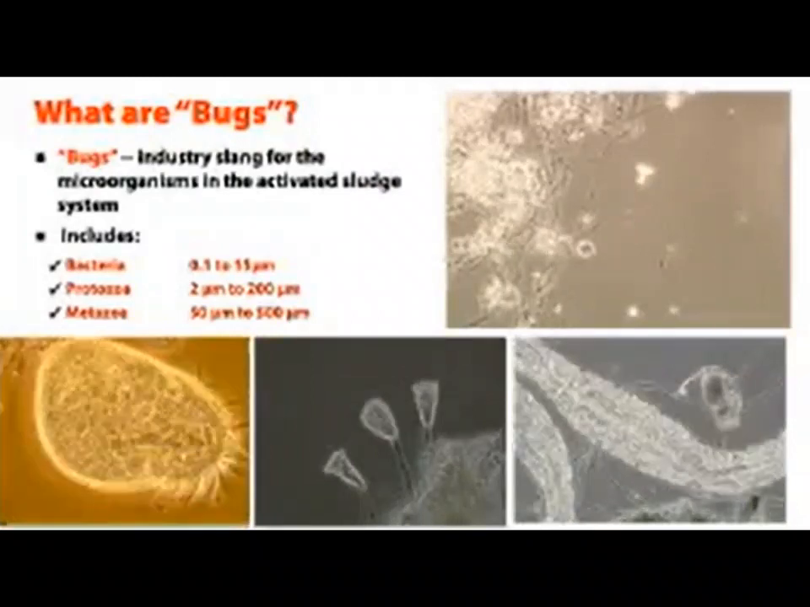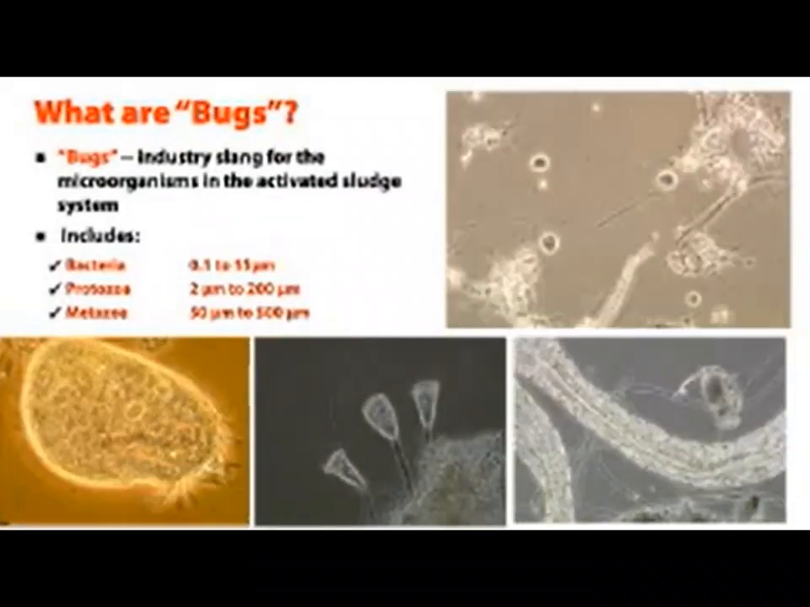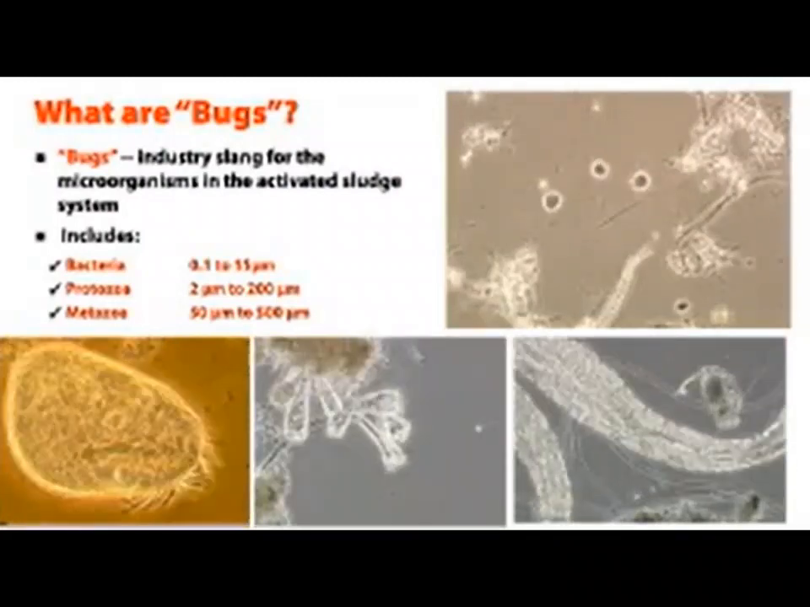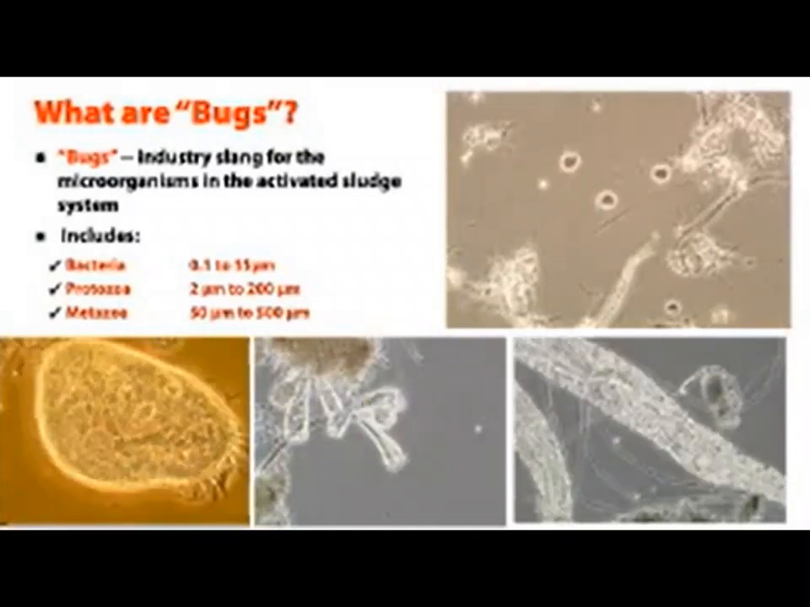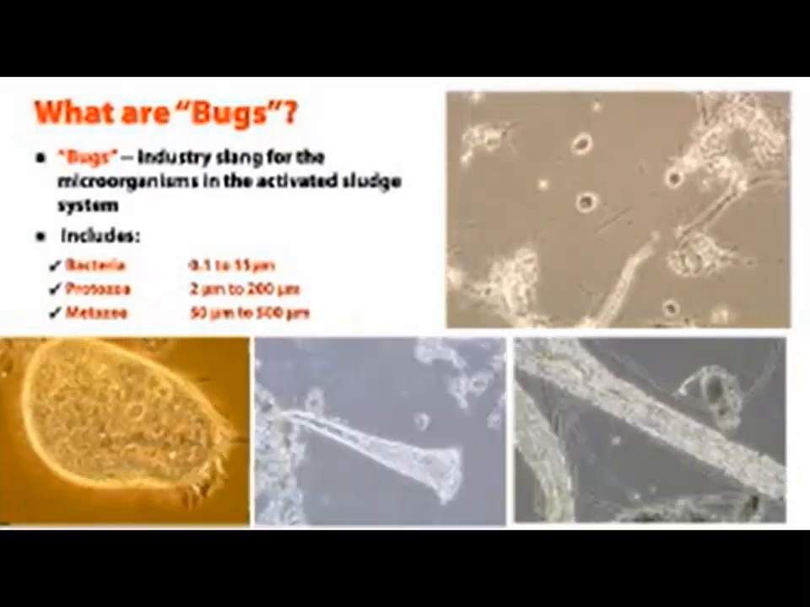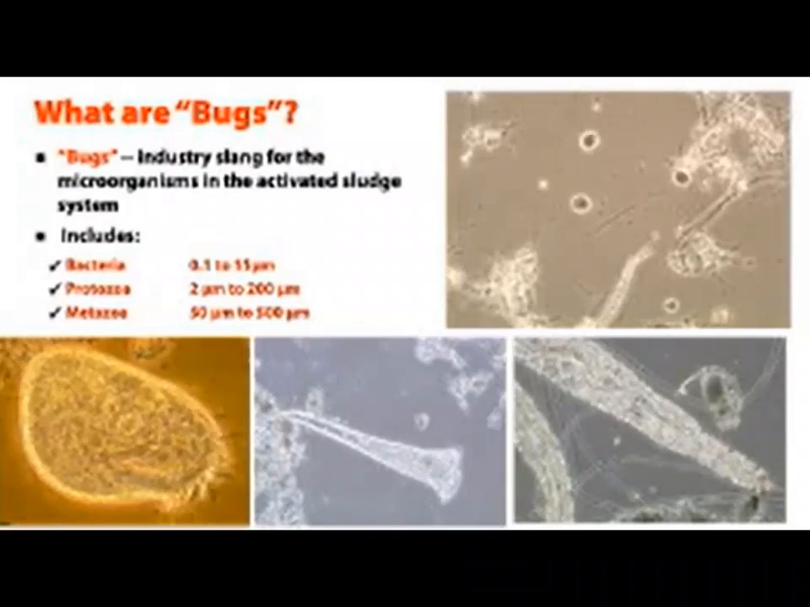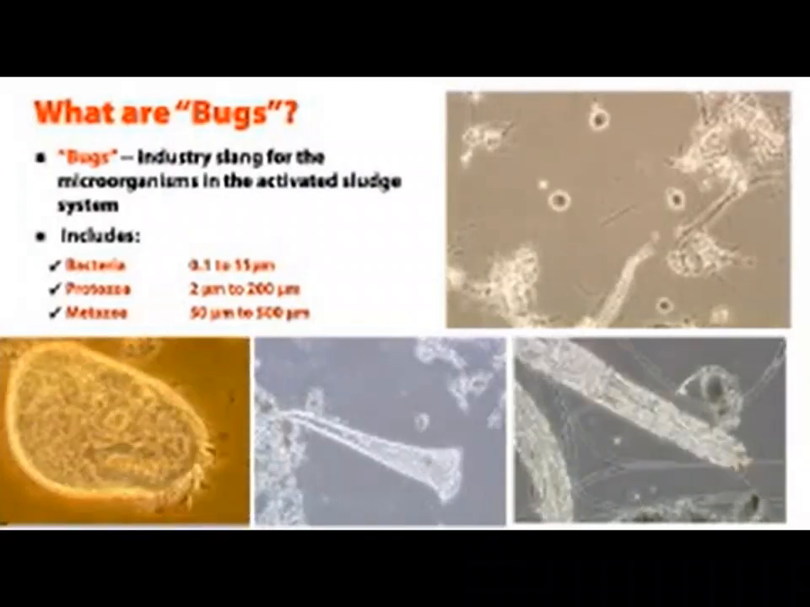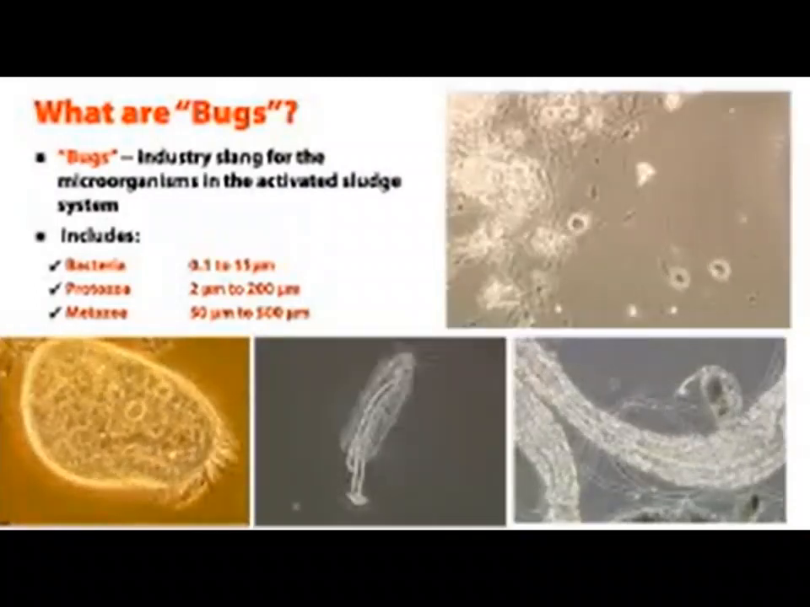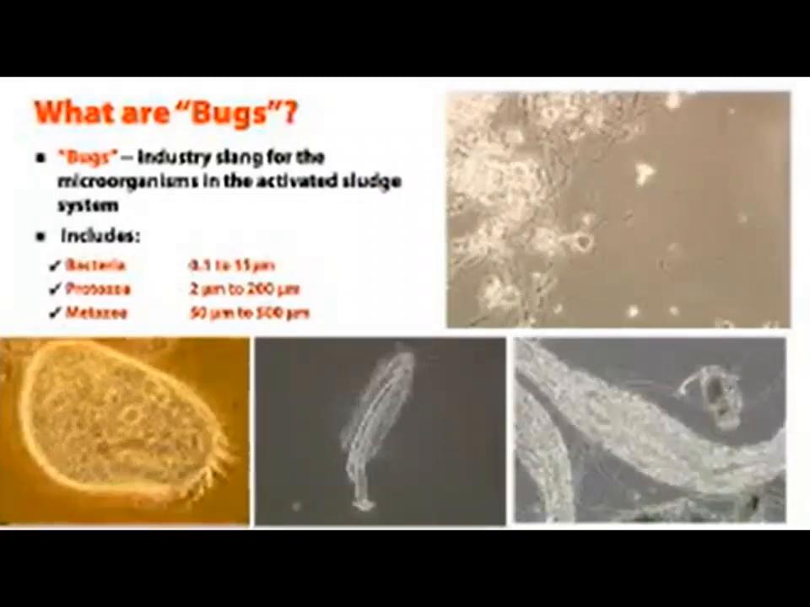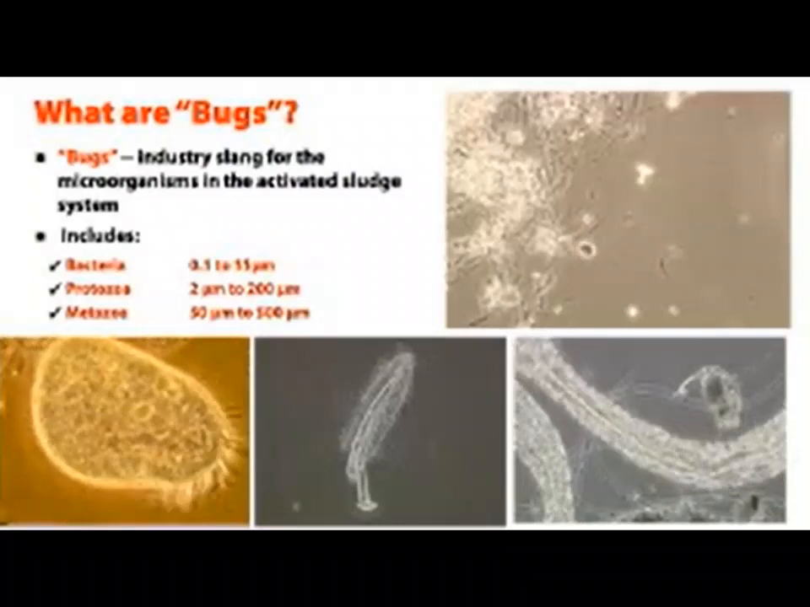So we use a lot of jargon, right? If we say the term bugs, and I use the term bugs kind of collectively, what we're referring to are the microorganisms that are in the activated sludge system. And it's largely the bacterial mass that's important. It's the bacteria that do the lion's share of the transformations that we're talking about. There are also protozoa and metazoa, the big bugs that are certainly in there.